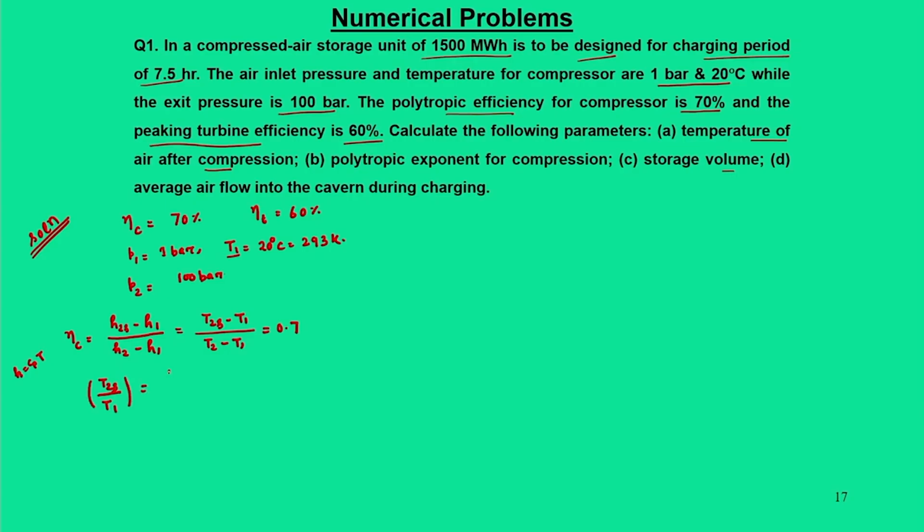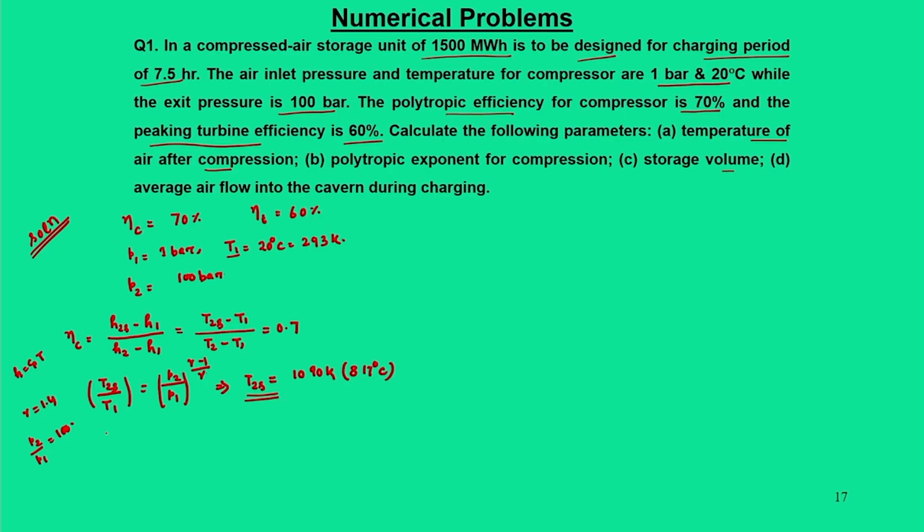T2s by T1 is equal to (P2 by P1) to the power (gamma minus 1) by gamma. So, take gamma is equal to 1.4, P2 by P1 is equal to 100, and T1 is already known. So, this will give you T2s as 1090 Kelvin or 817 degree centigrade, but T2s we do not require, we require T2.